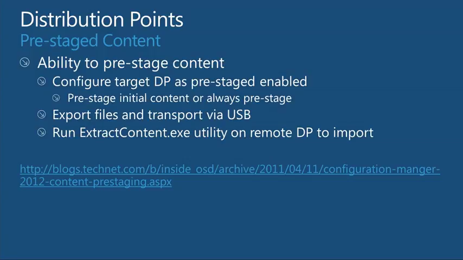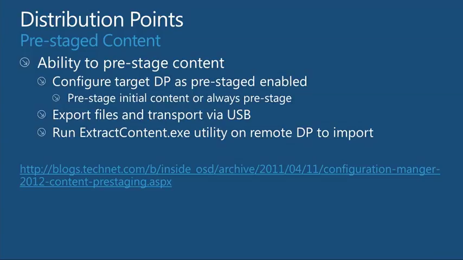Then you can go into, say, applications and select all your applications, right-click and go create a pre-stage file. And that'll just ask you for a location. You create a file. You can take that on a USB drive, take it to the remote location where you're doing a rollout or whatever the case is, and then you can run the extract content utility against that distribution point.